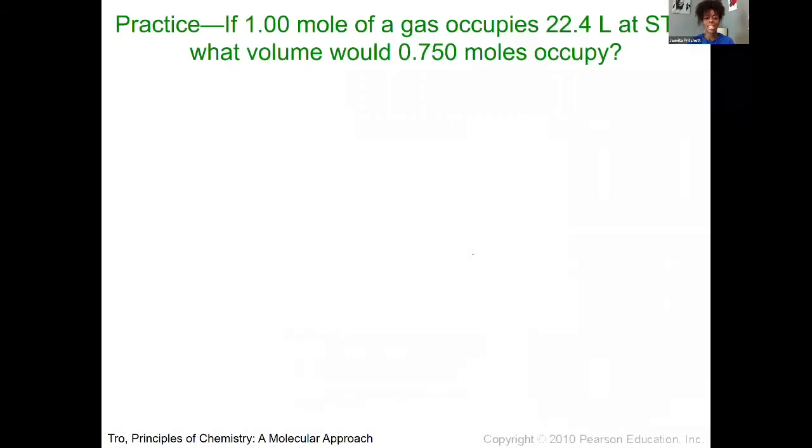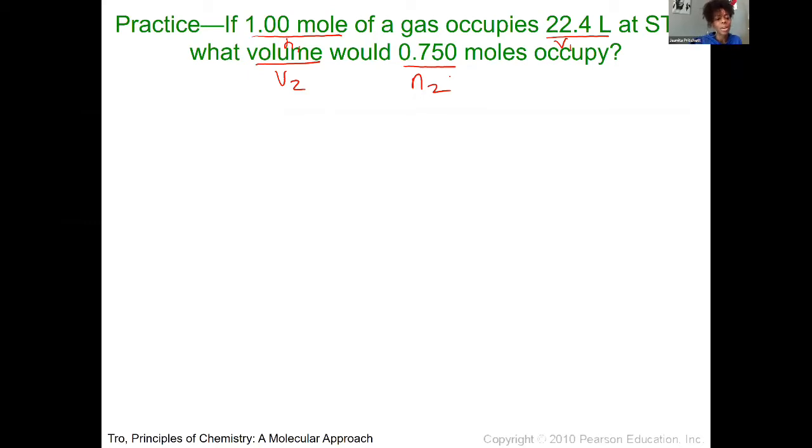When we're plugging this in, we're going to do it just like we've done before. This problem says: if 1.0 mole of gas occupies 22.4 liters at STP, what volume would 0.75 moles occupy? Let's look at our variables. 1 mole would be n1, which occupies a volume of 22.4 liters at STP. We now want to know what volume, so that means V2, 0.75 moles would occupy. That would represent our n2.